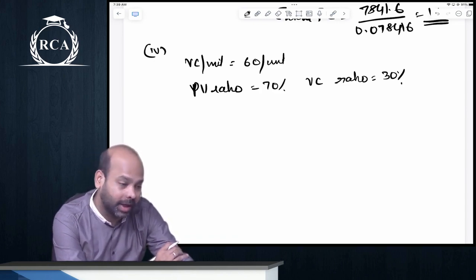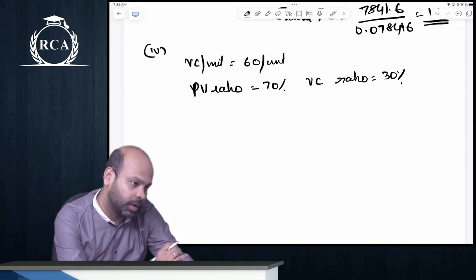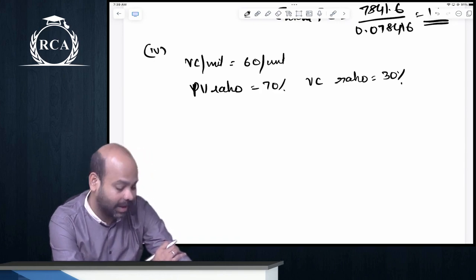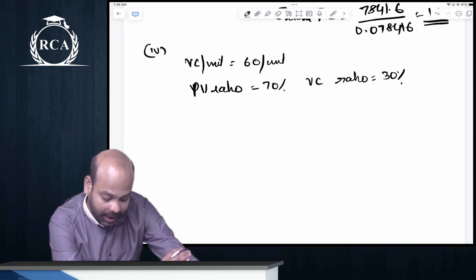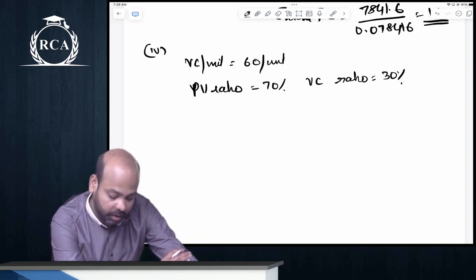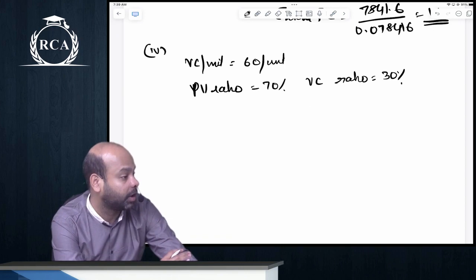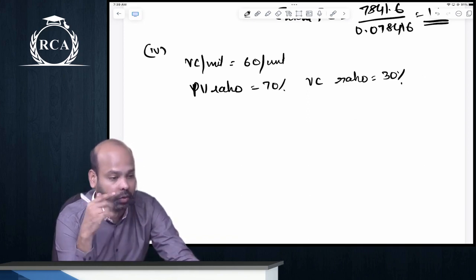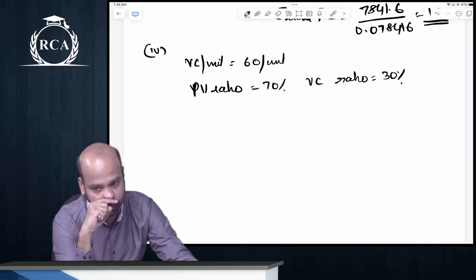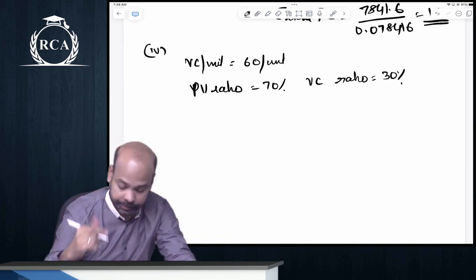So if you take X units, you will write X units into 140 minus your fixed cost 1 lakh is equal to 57,500. So 1 lakh 57,500 divided by 140 rupees. कितना आ रहा है? 1125. 1125 units. समझ में आ गया guys?